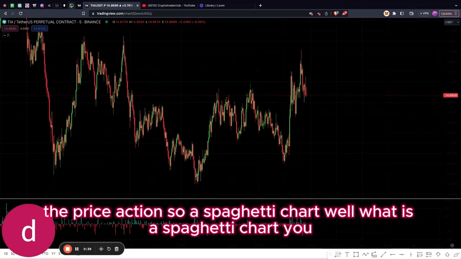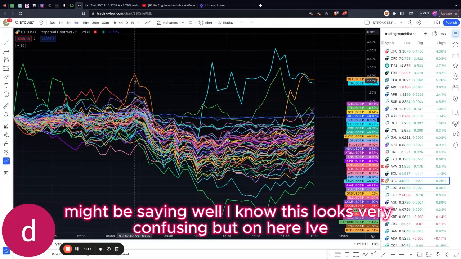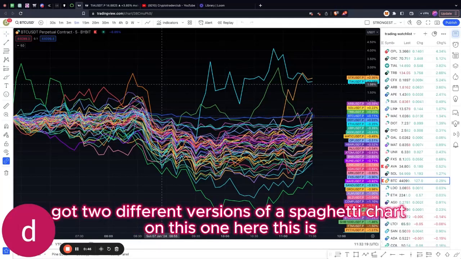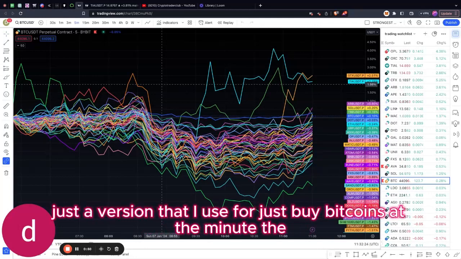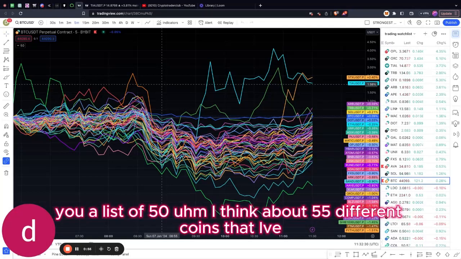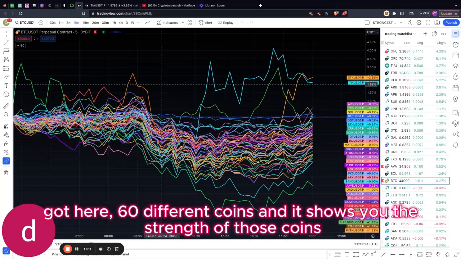So, what is a spaghetti chart? You might be saying, I know this looks very confusing, but on here I've got two different versions of a spaghetti chart. This one is just a version I use for the coins on Bitcoin pairs at the minute, the ones that I like to actually trade. It shows you a list of about 55 to 60 different coins, and it shows you the strength of those coins.